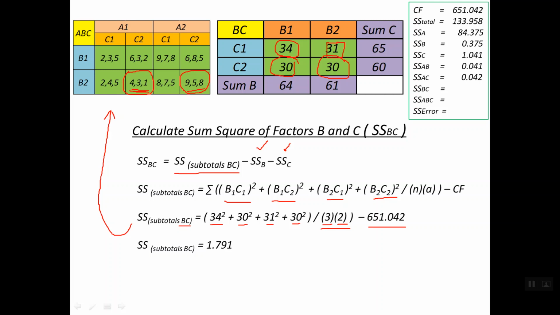This is the value of the SS for the subtotals between B and C. So now we can calculate the SS of BC. This is the SS for the subtotals BC. This is the SS for factor B, and this is the SS for factor C. So this is our final result for SSBC. It is 0.375.